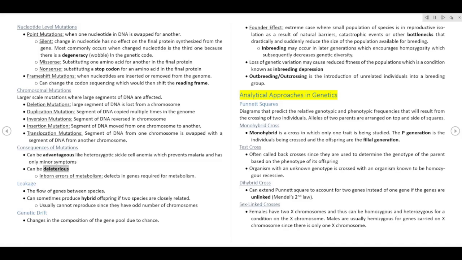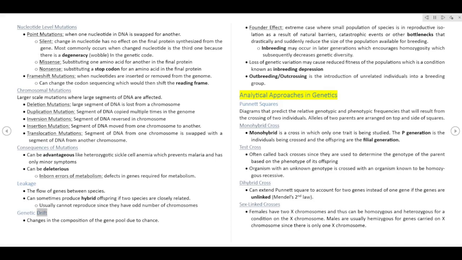Mutations can also be deleterious. Inborn errors of metabolism are defects in genes required for metabolism. Leakage. The flow of genes between species can sometimes produce hybrid offspring if two species are closely related. Hybrids usually cannot reproduce since they have an odd number of chromosomes.